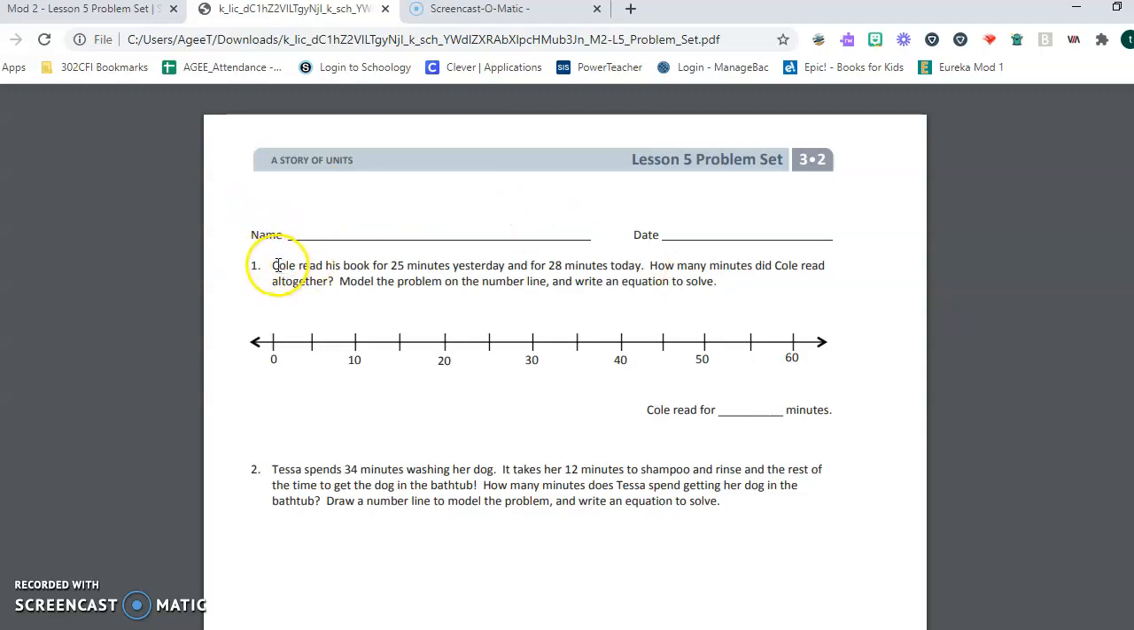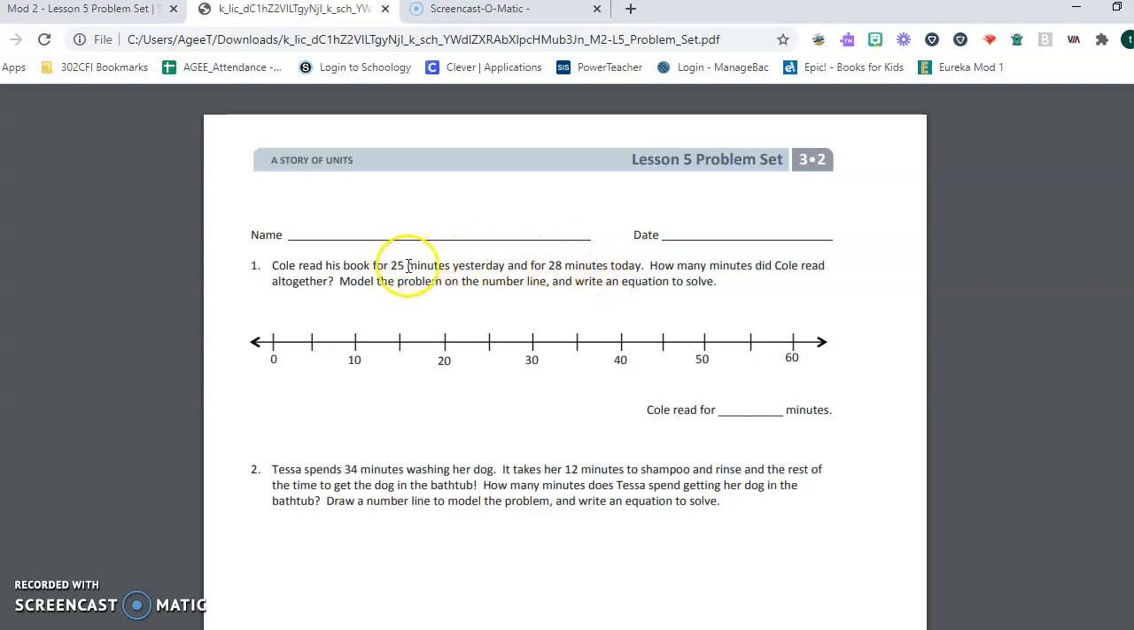So here we've got Cole read his book for 25 minutes yesterday and for 28 minutes today. Okay, so yesterday 25, today 28. How many minutes altogether? That tells me right there I'm going to have a sum. A sum is the answer to an addition problem. Altogether means put the two numbers together, and it says model the problem on the number line and write an equation to solve. Well, my equation is pretty simple.